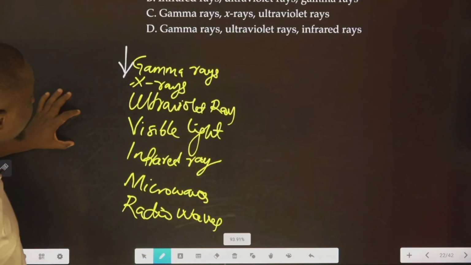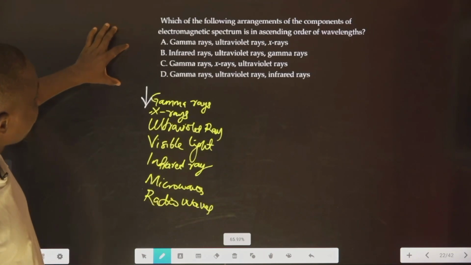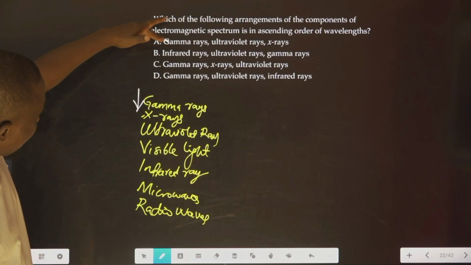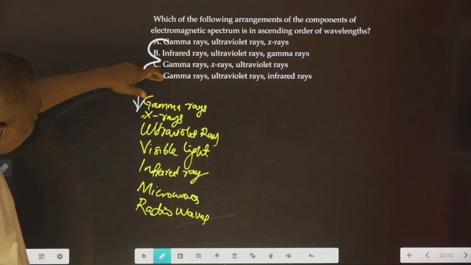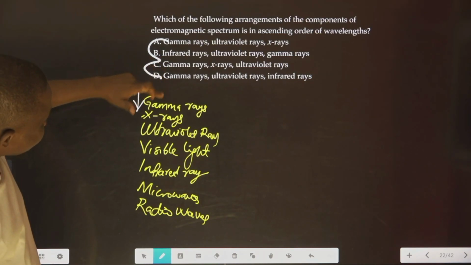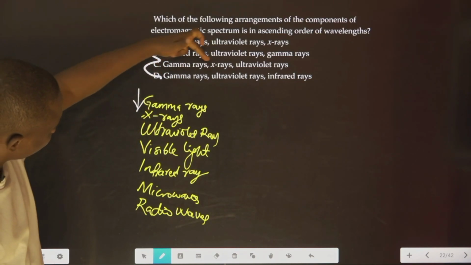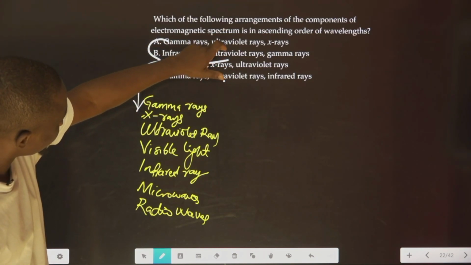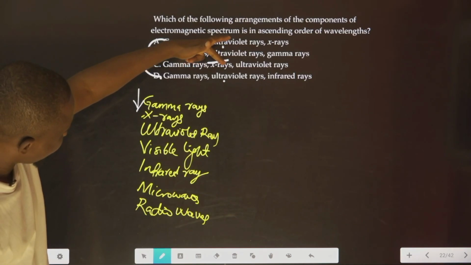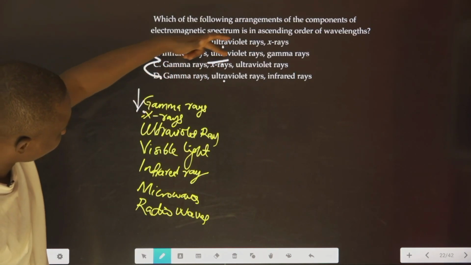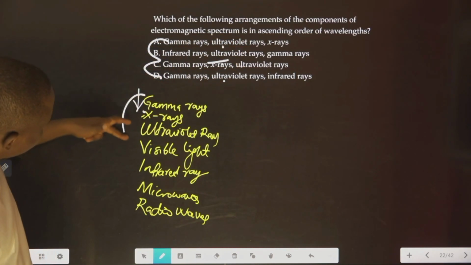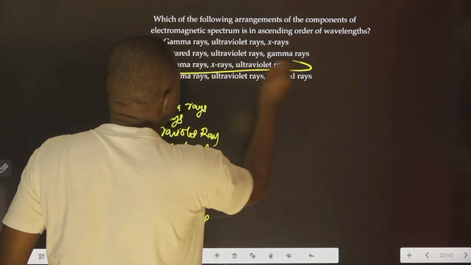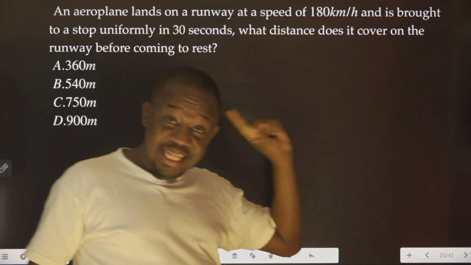Now let's check in ascending order. As you can see in this play, we have gamma correct. After gamma, X-ray is next before ultraviolet. So after X-ray, as you can see here, we have ultraviolet. So C is actually the answer, okay? C is the answer. Let's look at this.